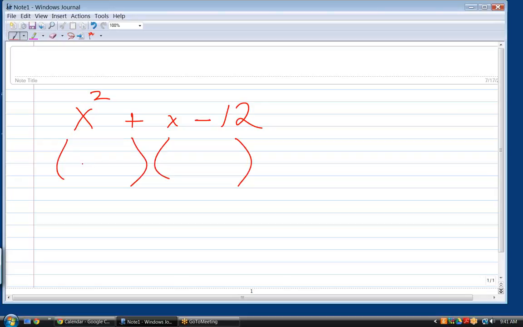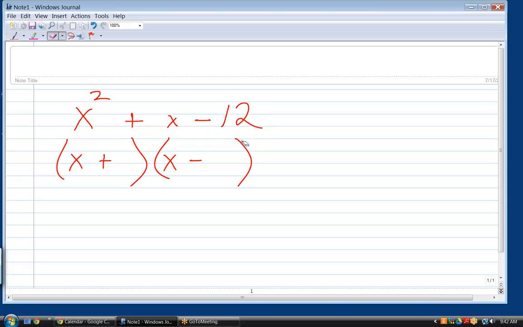Work me through all 3 steps. All 4 steps, actually. So put the x in each parentheses. Step 1. And then plus and minus. Step 2. Verbalize step 3 for me. Find factors of 12 that add up to the middle number. Factors of 12 that subtract, not add. Subtract because of that negative sign. That subtract to the coefficient of the middle term.